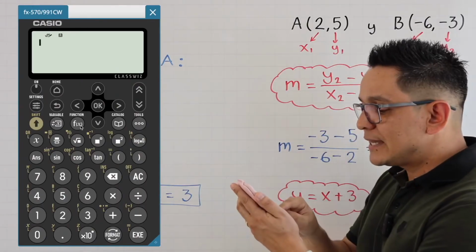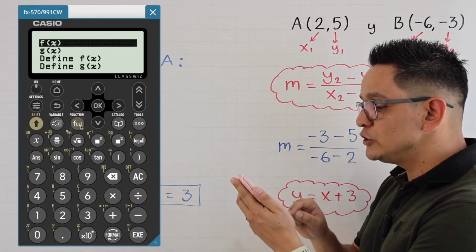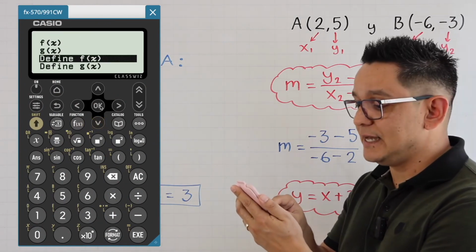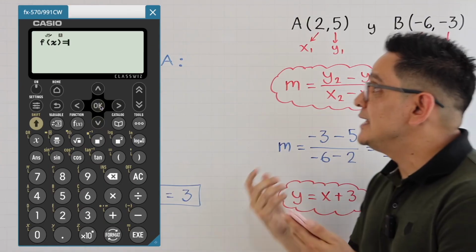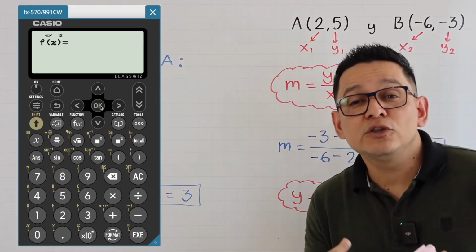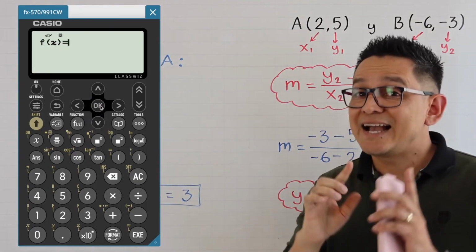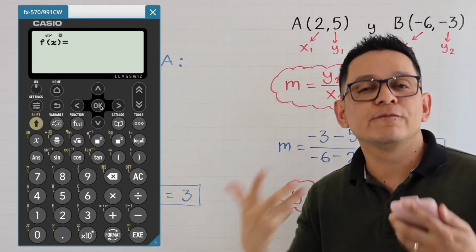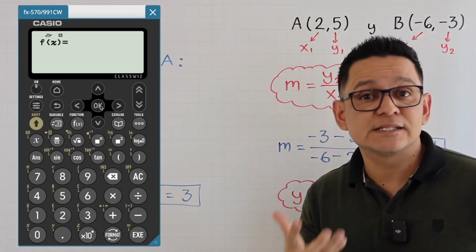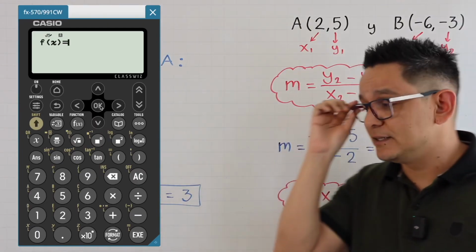Watch. We're going to press this little button that says function. And we're going to scroll down to where it says define f of x. So we press OK. And now we're going to enter this equation. Pay attention. What I have here is an equation, and here on the calculator, we're going to enter a function. But in this case, for practical purposes, it works exactly the same for us. So don't worry about that.